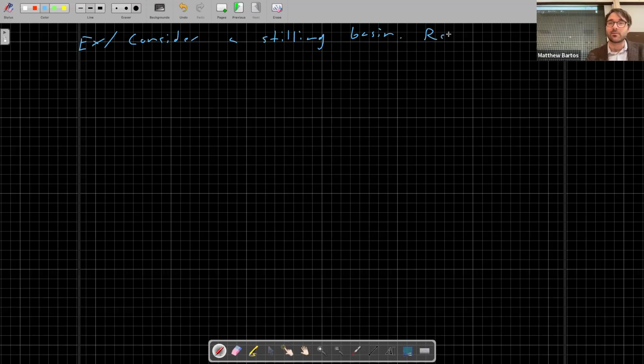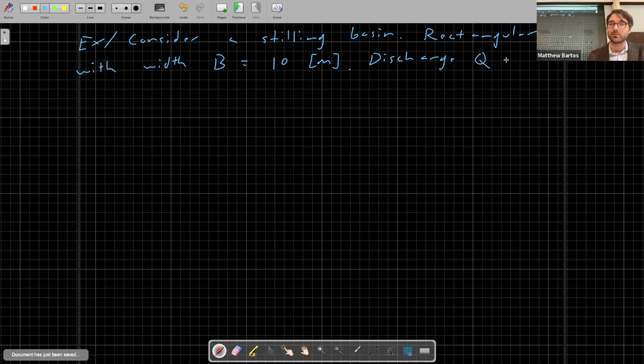It's going to consist of a rectangular channel with a bottom width B equal to 10 meters. There's a discharge of 100 cubic meters per second coming into our stilling basin. So this is Q equal to 100 cubic meters per second.